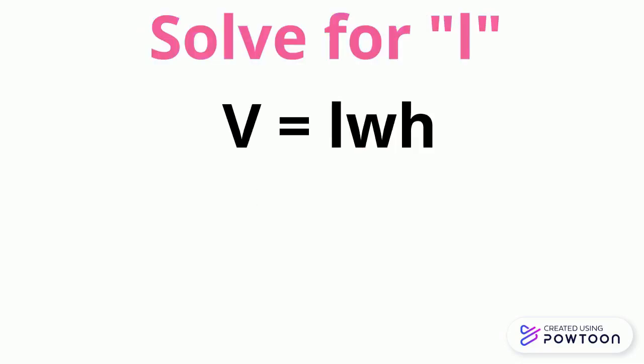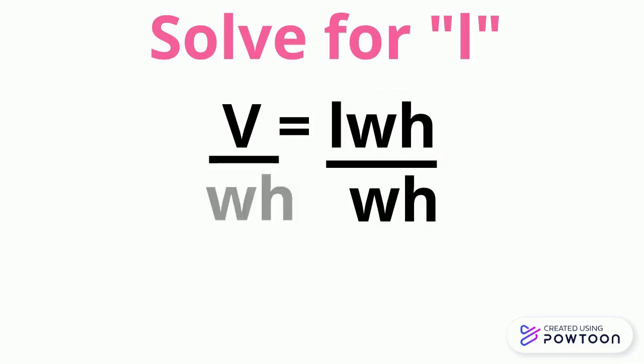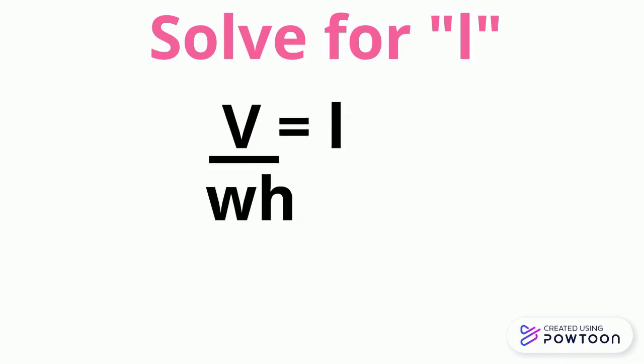Let's look at our volume formula again. We're told to solve for L. Again, we see that L is being multiplied by both W and H. So to isolate L, we must divide by W and H. We have to divide the other side by WH to keep the equation equal. On the right hand side, the WH's cancel out and we're left with V divided by WH equals L.